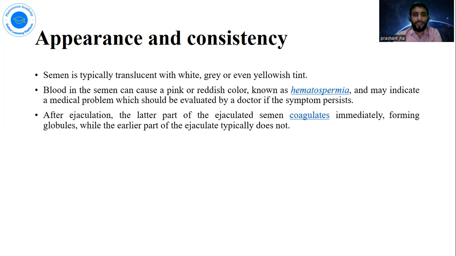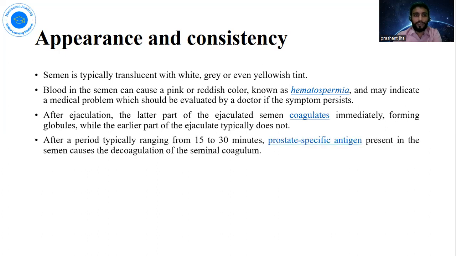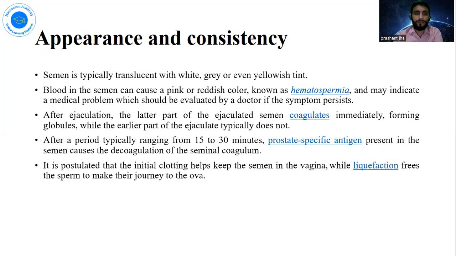After ejaculation, the latter part of the ejaculated semen coagulates immediately, forming globules, while the earlier part of the ejaculate typically does not. After a period typically ranging from 15 to 30 minutes, prostate-specific antigen present in the semen causes the decoagulation of the seminal coagulum. It is postulated that the initial clotting helps keep the semen in the vagina while liquefaction frees the sperm to make their journey to the ova.